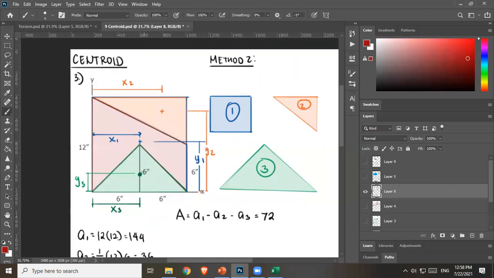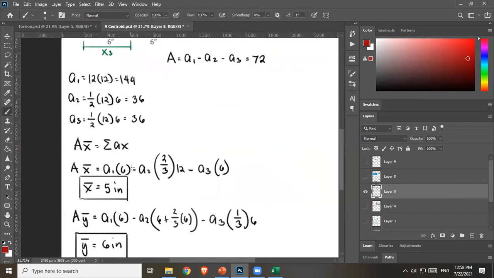And then finally, your green one is the centroid. Distance from the y-axis is given. Already shown there, it's 6. So 6. And take note, whenever you have an empty area, instead of addition, you have subtraction. Solving for X bar, you should get 5 inches.